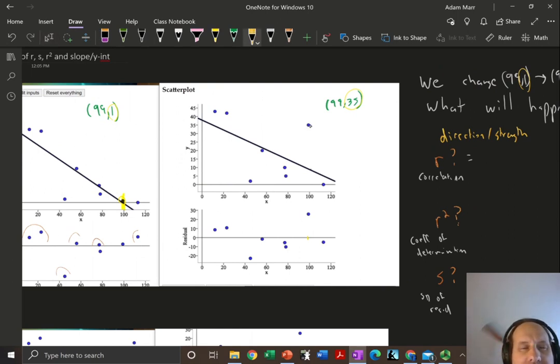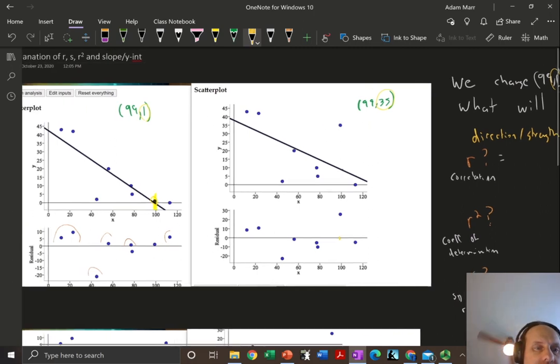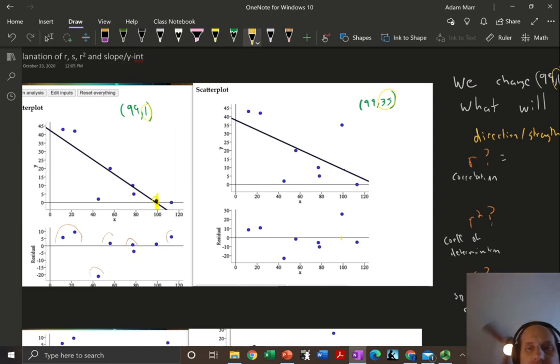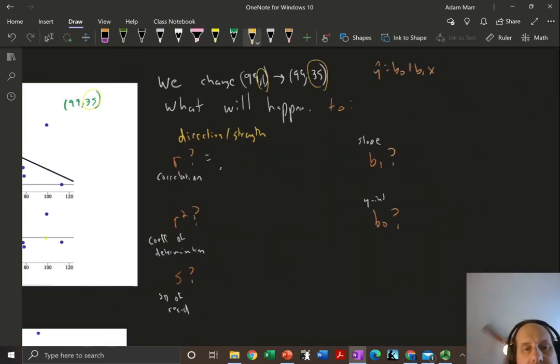And right here, the strength of the correlation definitely changed. Obviously, it's not going to be as strong of a correlation if you have an additional residual. Strength means how tight it is, basically. So in this case, it's going to be negative, but not quite as strong. If the original R was closer to, in this case, -1, then it'll be less close to -1. So it actually should go up a little bit.